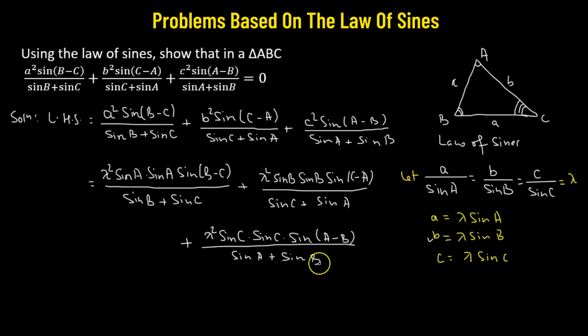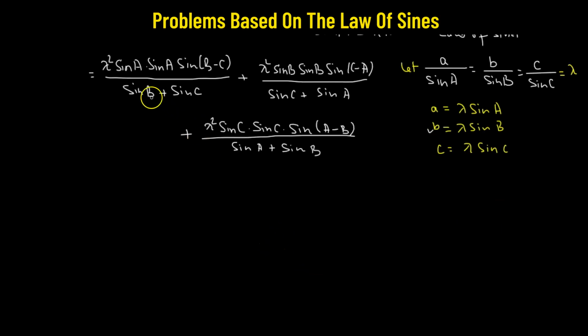Fine. Now, let's try to understand the reason for writing the product sine A times sine A instead of sine squared A. We know that in any triangle, the sum of the interior angles is 180 degrees. So A plus B plus C equals 180 degrees, or we can also represent it by pi radians. Then A will be equal to pi minus (B plus C).